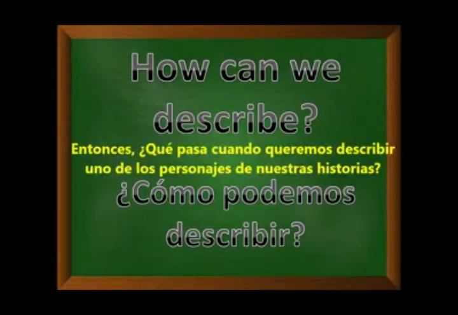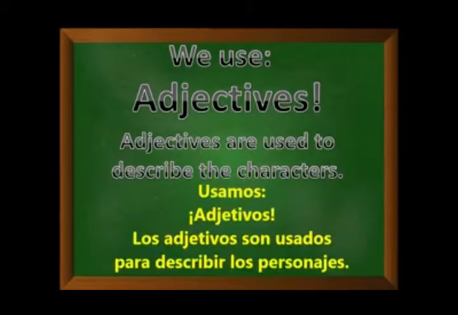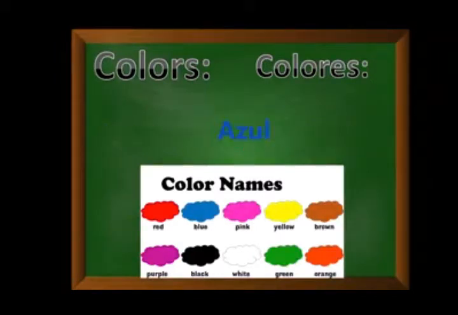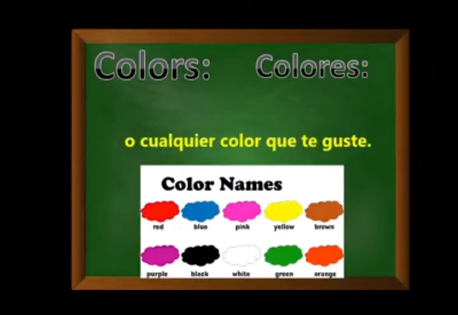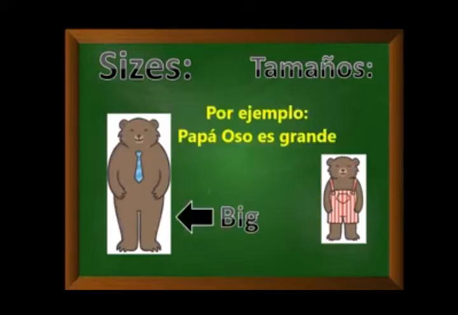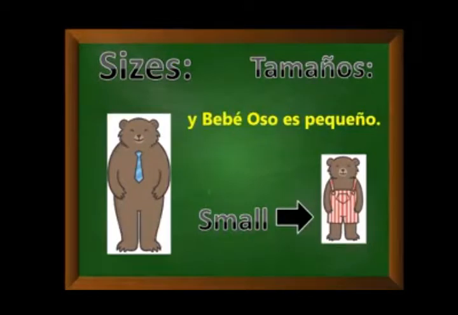So what happens when we want to describe one of the characters of our stories? We use adjectives. Adjectives are used to describe the characters. We can use colors, for example, red, blue, yellow, brown, or whatever color you like. We can also use sizes to say how big or small someone or something is. For example, Daddy Bear is big and Baby Bear is small.